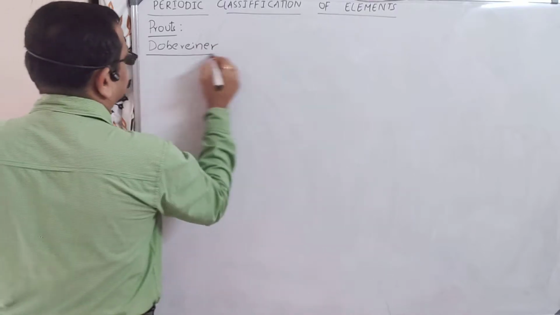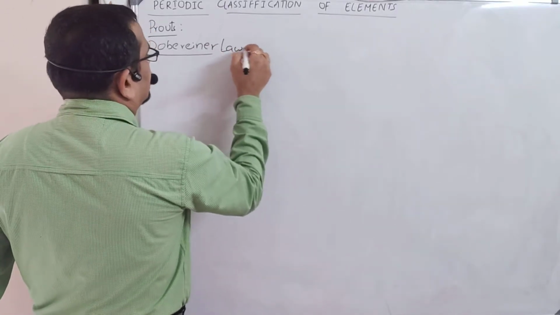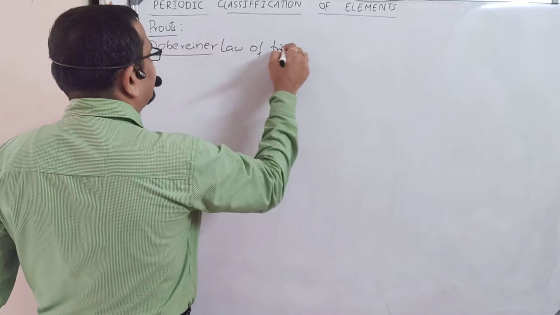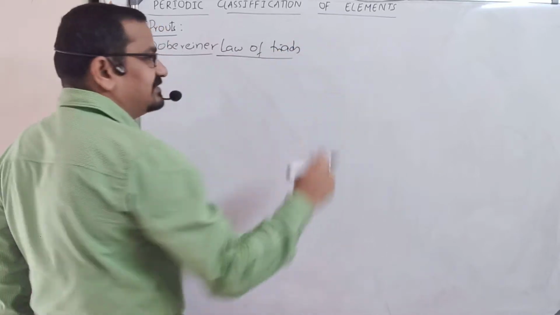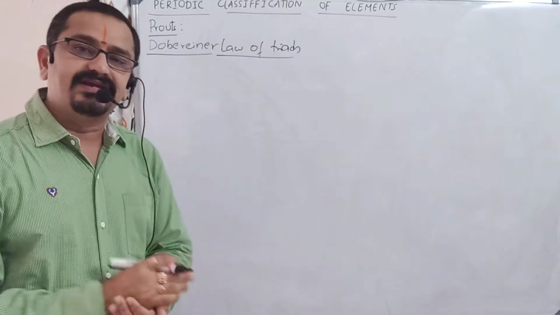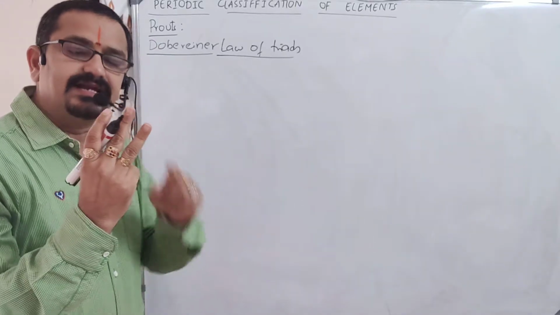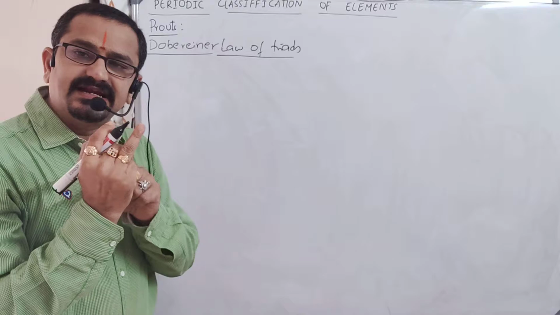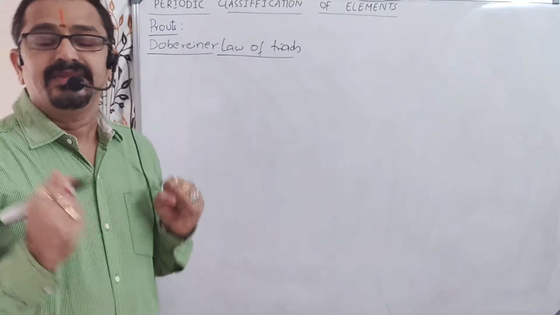Dobereiner's law of triads. The word itself gives us the hint. Triad means elements can be arranged in a sequence of three members such that the atomic mass of the second one is an arithmetic mean of the remaining two.